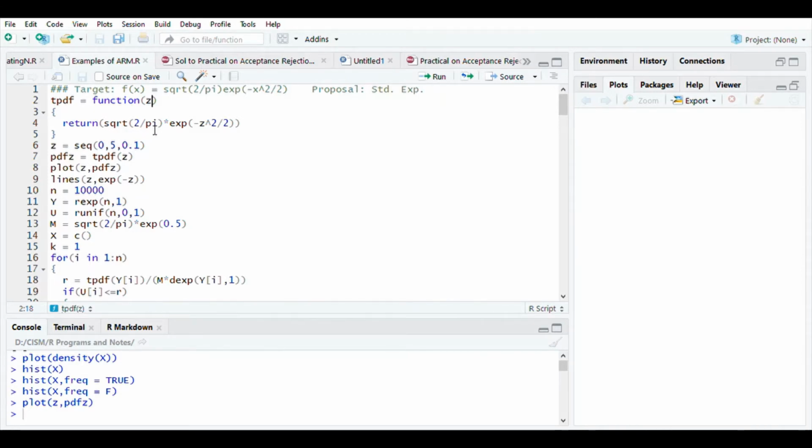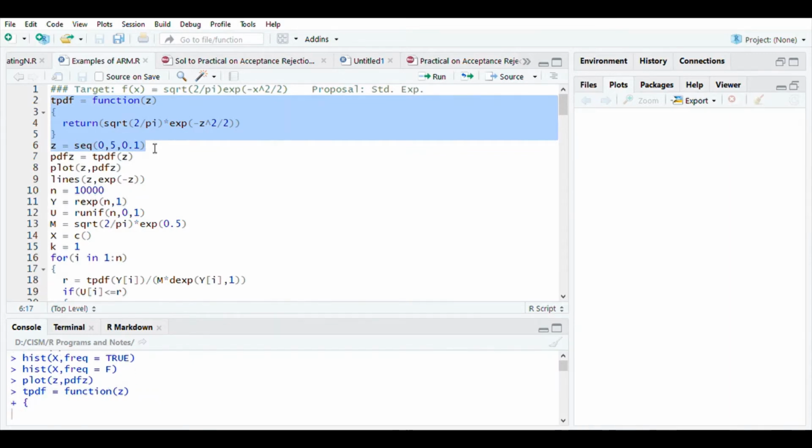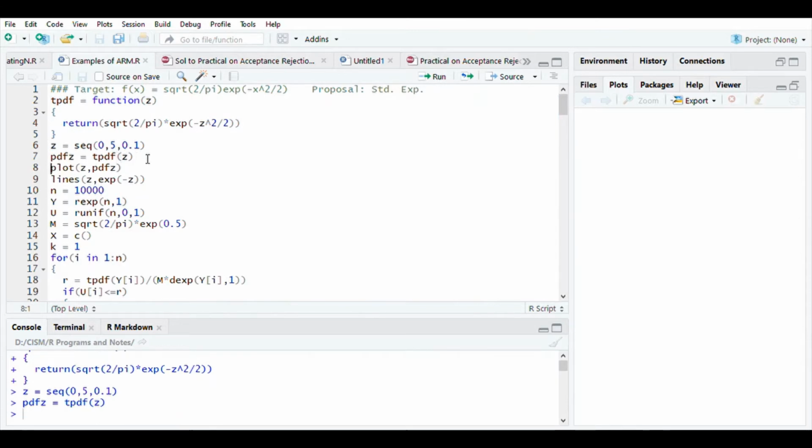So square root 2 by pi into e raised to minus z square by 2 will be returned. Just as a trial, I have taken values of z from 0 to 5, but you can try with some other values as well. So let us run this portion. Z I have taken from 0 to 5 with increment of 0.1, and now I am computing the target PDF for these values of z.